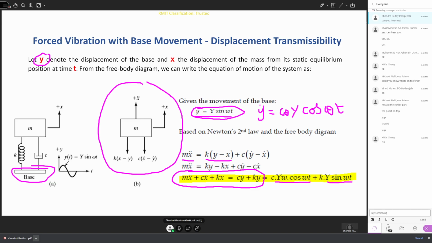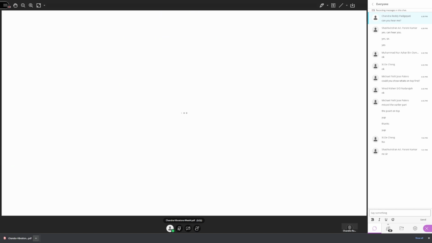All right, guys, any questions on this? So we derived the equation of motion for the forced vibration, and here the vibration is due to the movement of the base. Any questions? All right, Shashi. Then we'll move on to the next part.